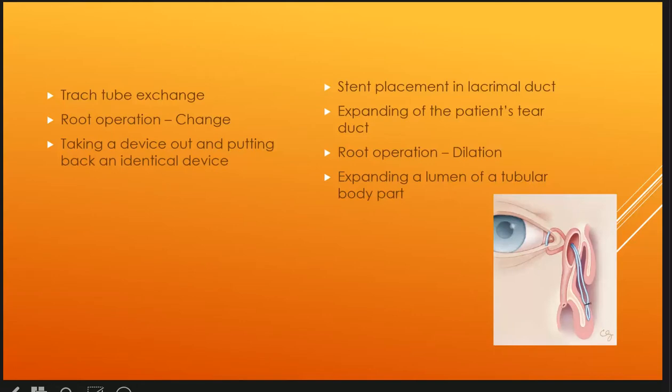Number 6 is a trach tube exchange. That's how it's written in your book, trach tube exchange. Trach is a shortened word for tracheostomy. So this patient has a tracheostomy tube in their throat to allow them to breathe. They're taking out the old tube and they're putting in a new tube. The root operation that matches that is change. They're taking out an old device and they're putting back in a replacement that is identical.